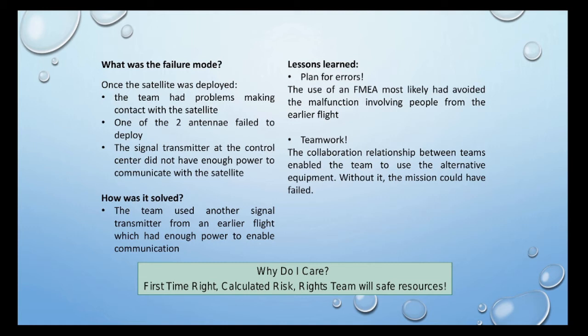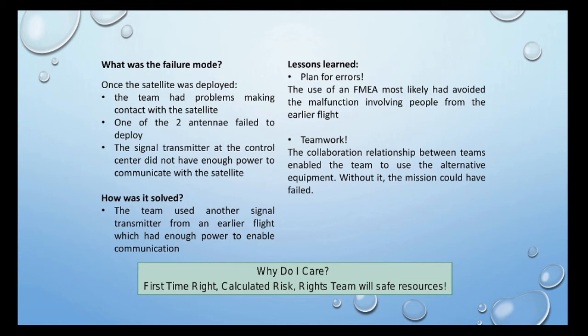How was it solved? As I said, it is a mini case study. The team used another signal transmitter from an earlier flight. They had already sent another transmitter into space, and with its help they established connectivity, got enough power, and worked out a better connection with Abisat 2.1. So this is how they solved it.